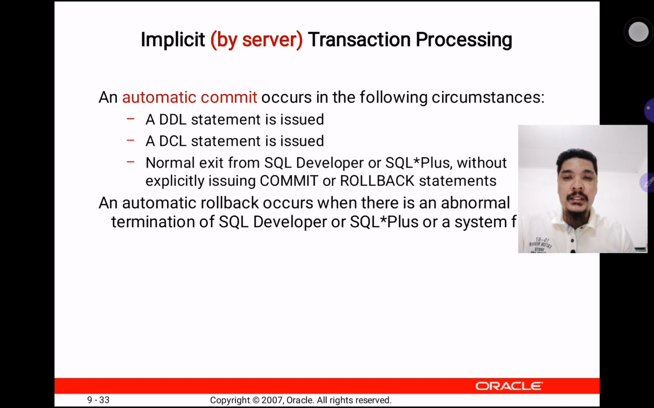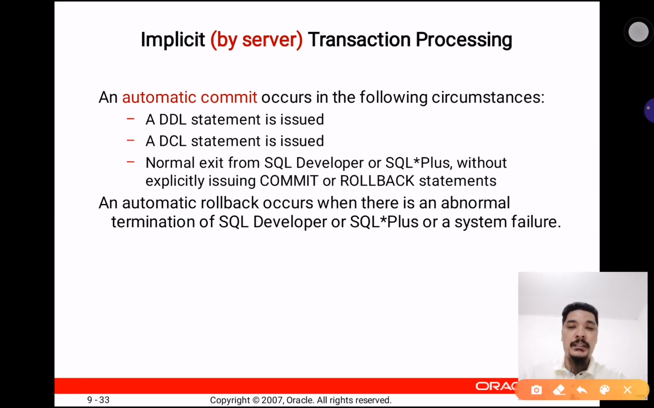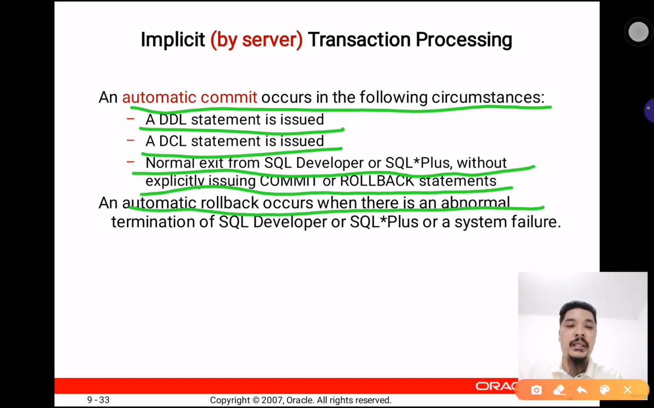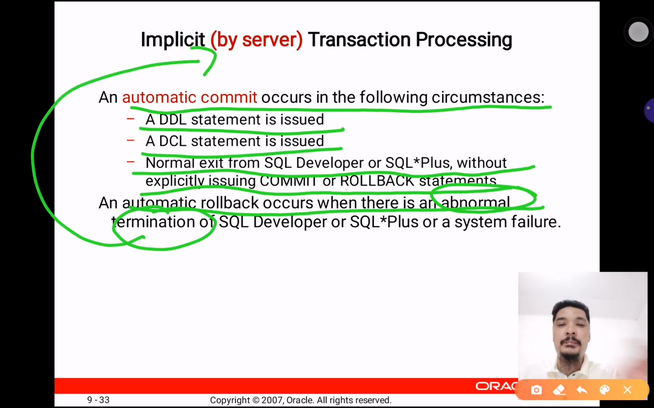Next, implicit by server transaction processing. An automatic commit occurs in the following circumstances: a DDL statement is issued, a DCL statement is issued, or a normal exit from SQL Developer or SQL Plus without explicitly issuing a commit or rollback statement. An automatic rollback occurs when there is an abnormal termination. So this is called implicit.